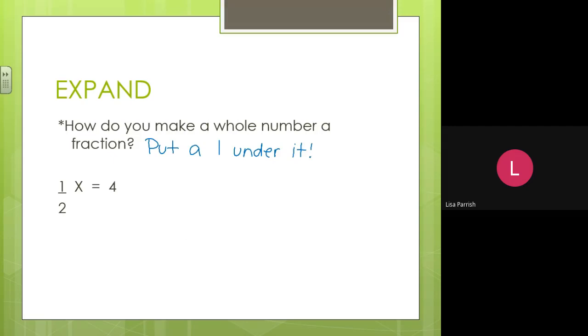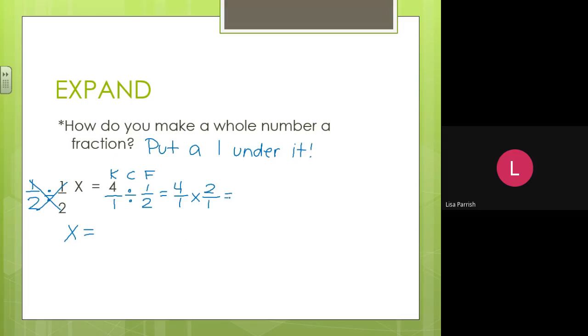So again, we're going to do the inverse. We're going to divide, and we have to divide by whatever's attached to the variable. So we're going to divide that side by 1/2, and that cancels out. Now, remember, we just said, how do you make a whole number a fraction? We've got to put a 1 under the 4, and then we're going to divide by the 1/2, just like we did on the other side. Now, remember what we just said on the last slide. To divide fractions, we must do keep, change, flip. So write the KCF above it. We're going to keep the first one, change the sign, and flip the second one.